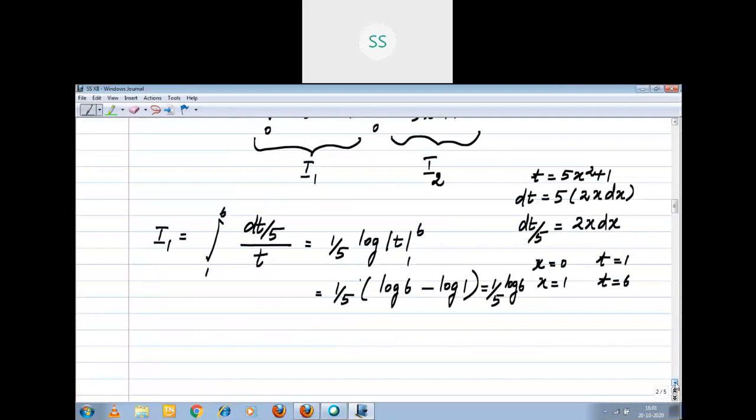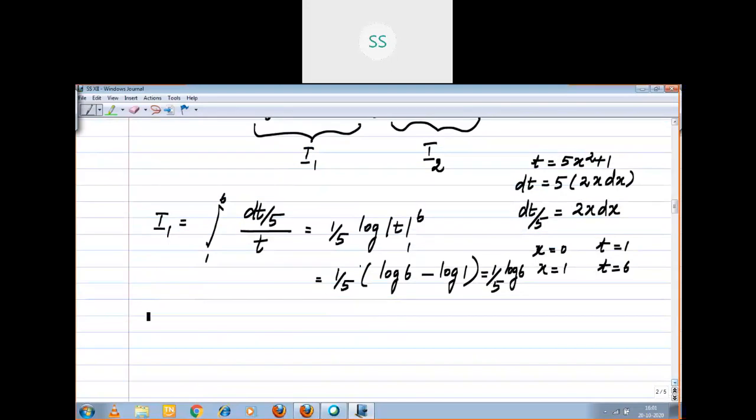Now I2. What is our I2? I2 equals integral 0 to 1 of 3 dx divided by 5x square plus 1. Here I cannot adopt substitution. I am going to convert it into the standard form. How am I going to convert it into the standard form? You have to listen carefully, children.